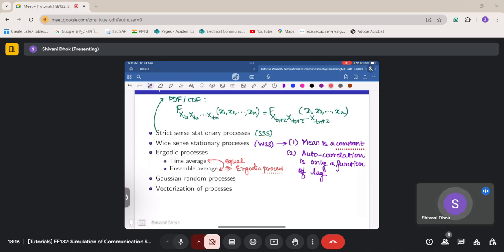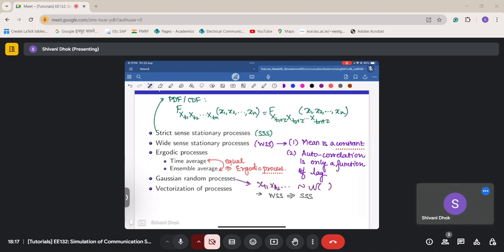After that, we looked at the Gaussian random process. In a Gaussian random process, your X(t1), X(t2), and so on all follow a Gaussian distribution. And an interesting property in a Gaussian random process is that wide sense stationary implies strict sense stationary. So this is an interesting property for Gaussian random processes.